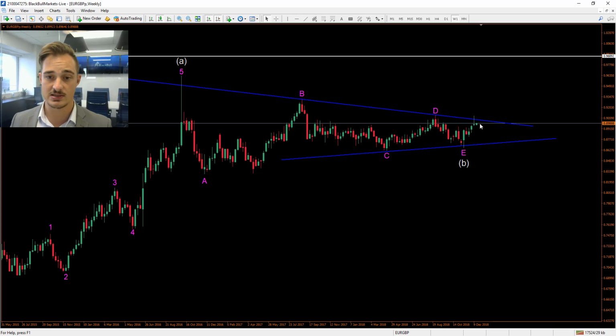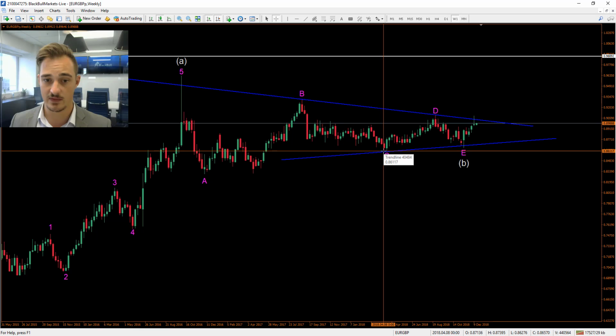If it does use this as a very strong resistance area, and we are wrong on our Elliott wave count, we could look for a move down. I would say if it breaks this C wave over here, we know that the triangle has been invalidated, and we could continue further downwards.